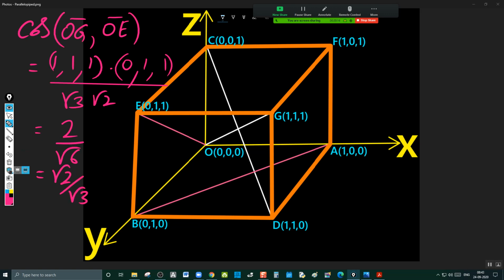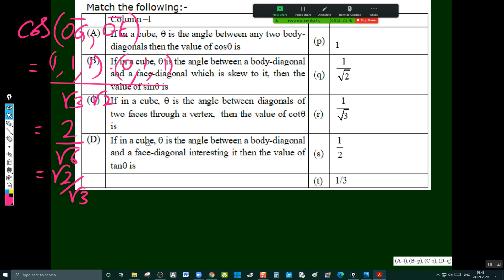Let us understand the question now. What is it we find out? Anyone in the class, please? What do we find out there in this D here? Tan theta. We need tan theta. Got it. Just see this.